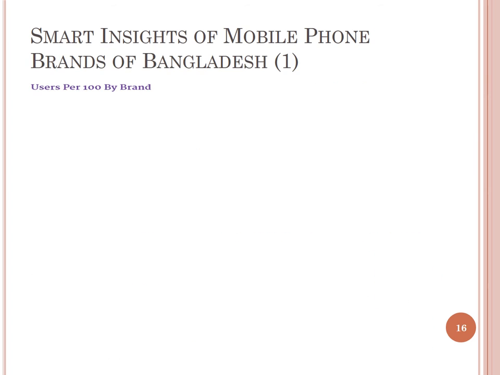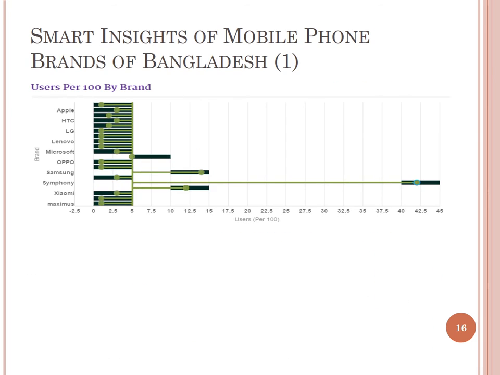The first chart shows the mobile phone users per 100 in case of Bangladesh, according to plan. The highest number of users were using Symphony, and the amount is 42%. Then there are Samsung and Walton in second and third place with 14 and 12%. We can also see Apple, Sony, HTC, Microsoft having 3% each.